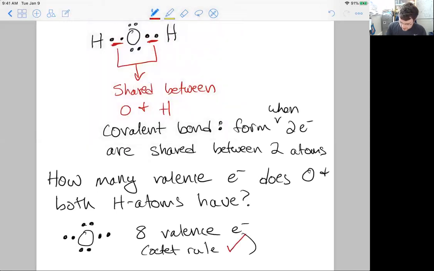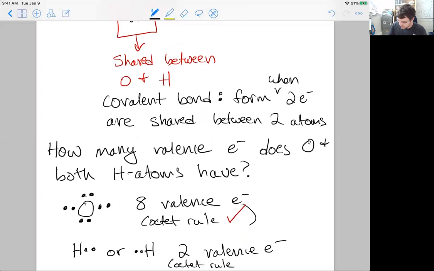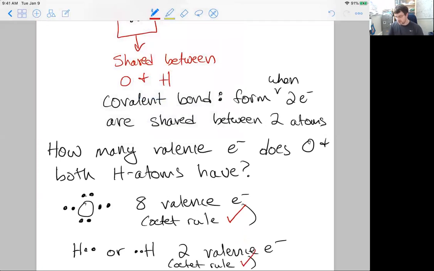And many of you might recognize the oct prefix of octet and start to think the number 8, and that's okay. It works in a lot of cases, but remember that helium is also a noble element. And so if we look at this hydrogen or the other hydrogen, we now have 2 valence electrons, and the octet rule is also satisfied. That is, we've got enough electrons so that we have the same electron configuration as a noble element.